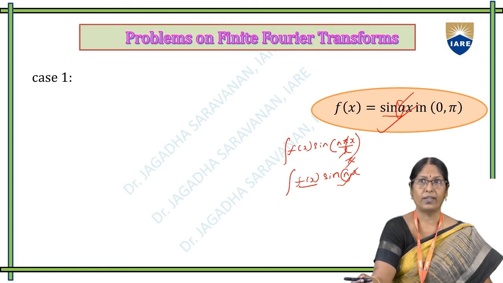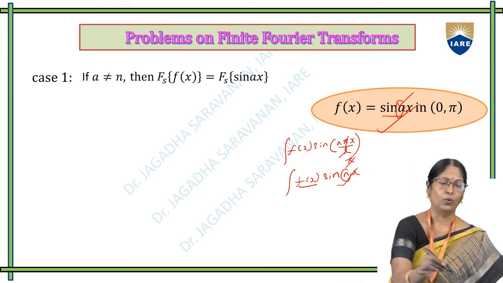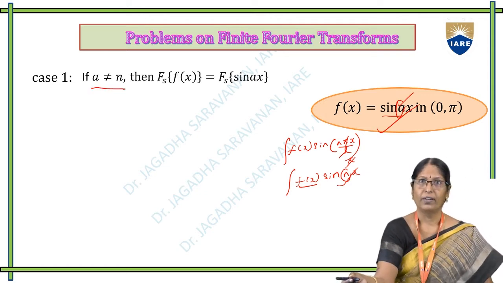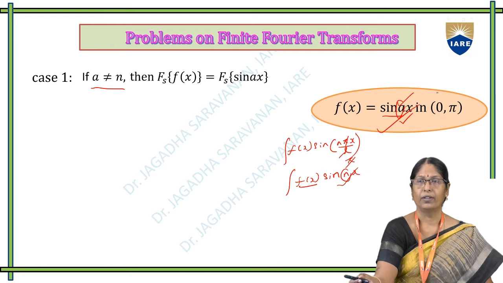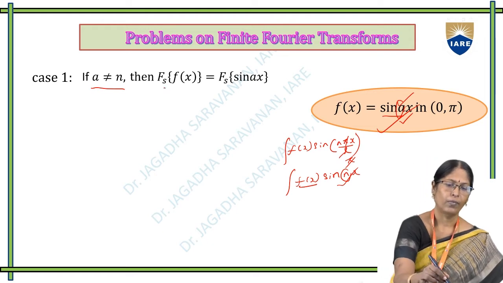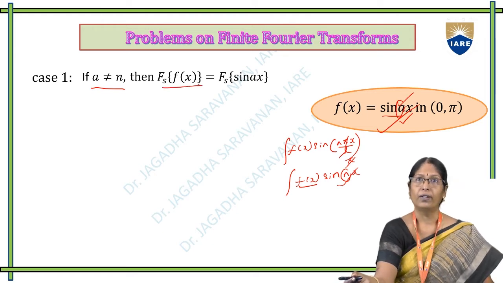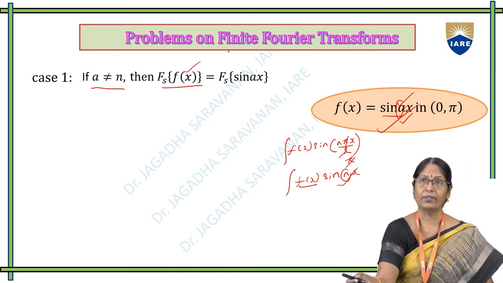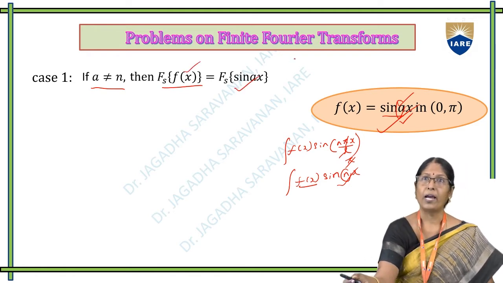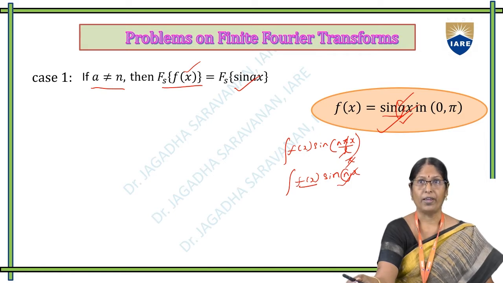Mathematically, how can we say that? a is not equal to n. So for the first case, if a is not equal to n, how do we deal with this function and do the finite Fourier sine transform? The Fourier sine transform of the function f of x equal to sine ax.